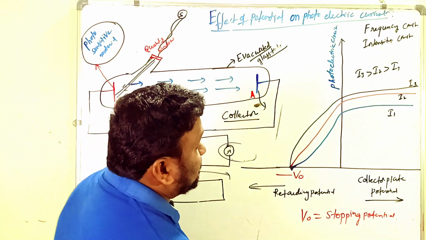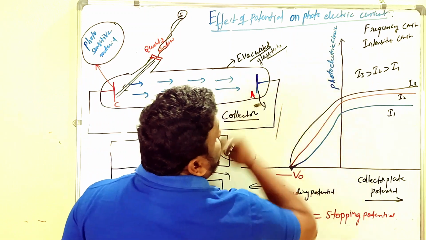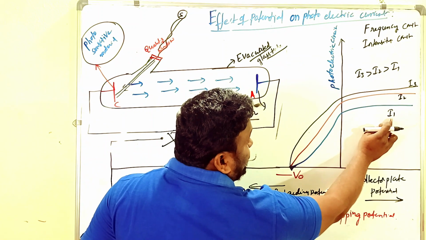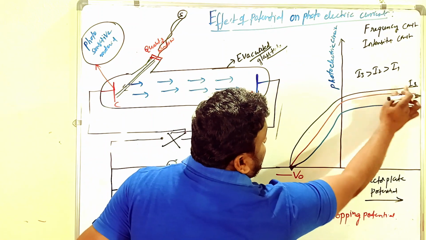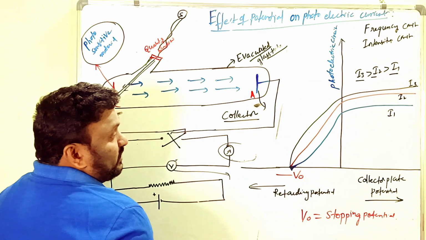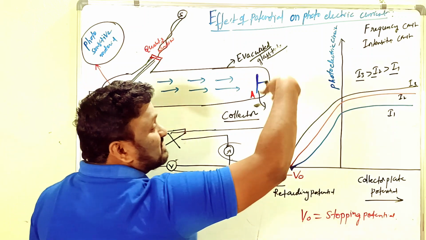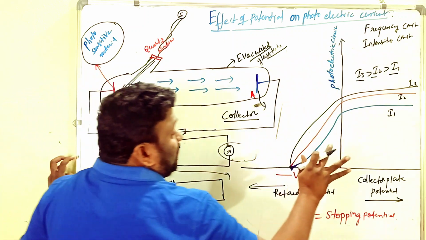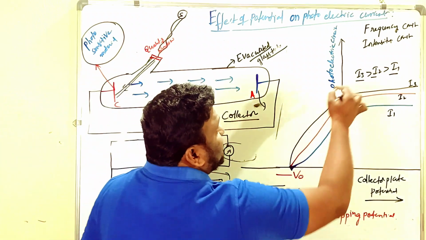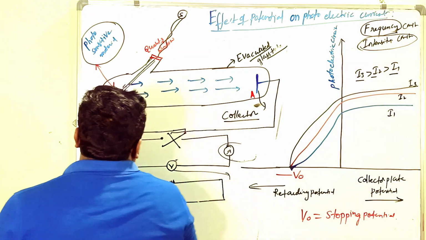Clear, dear students? On the x-axis we take potential, on the y-axis we take photocurrent. For these curves, this is I1, this is I2, and this is I3, where I means intensity, not current. I3 is greater than I2, and I2 is greater than I1. Very important to understand: the frequency is maintained constant and the intensity is also constant for each curve.